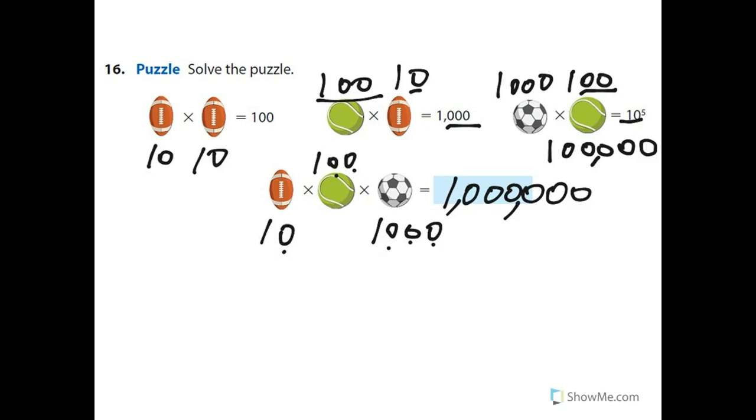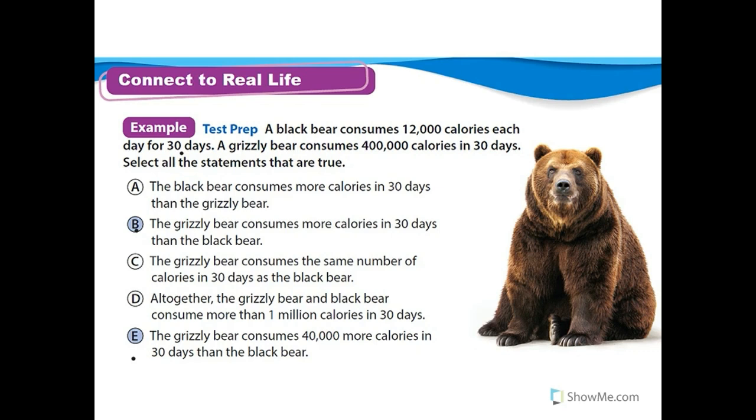Alright, so let's connect this to real life. So the test prep says a black bear consumes 12,000 calories each day for 30 days. A grizzly bear consumes 400,000 calories in 30 days. Select all the statements that are true. Okay, so each day he does that for 30 days. So 30 times 12 is 36, and then 1, 2, 3, 4 zeros. So 360,000 is what the black bear consumes in 30 days, and the grizzly bear consumes 400,000.